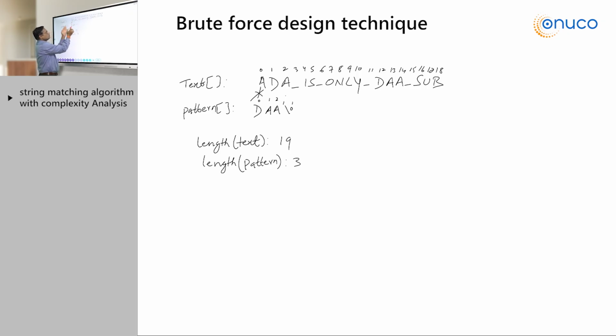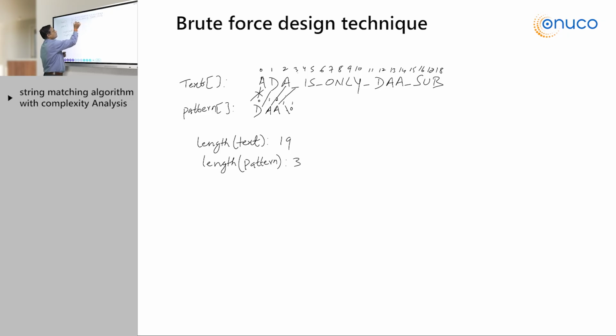So generally what happens in books, they shift the pattern toward the right in such a way that you can easily compare. So in that case, D and D are matching. Hence, the pointers of both text and pattern will increase, right? Then we see that A and A are also matching. Again, the pointer will increase. Now we are looking at text of 3 and pattern of 2, which is matching.